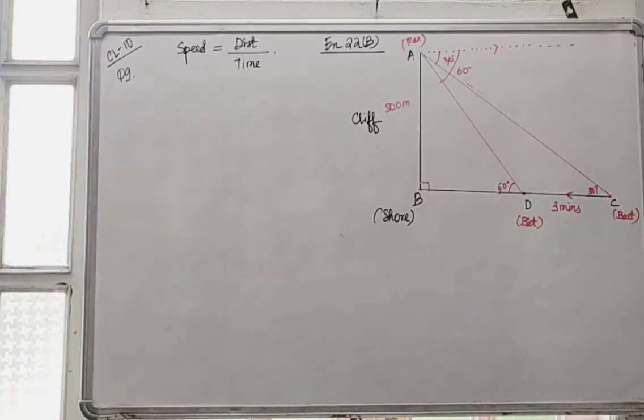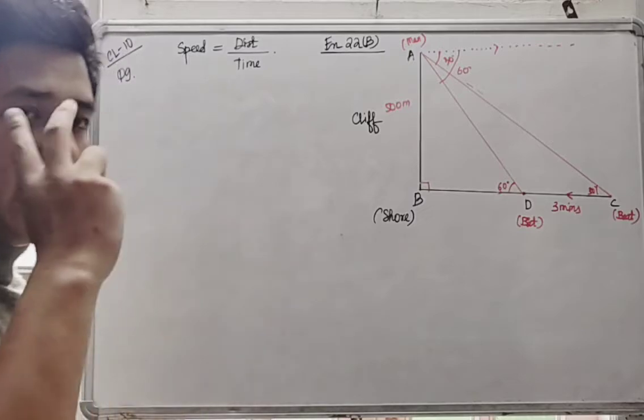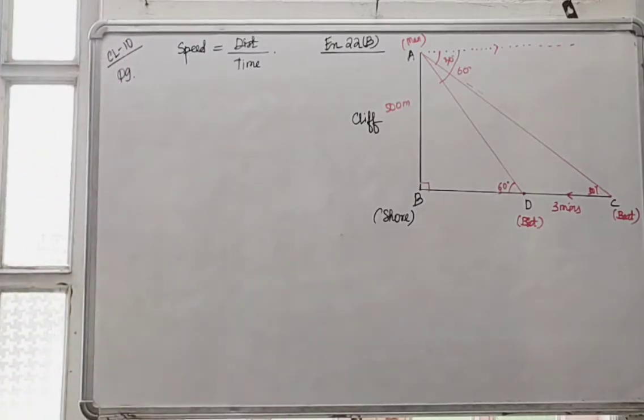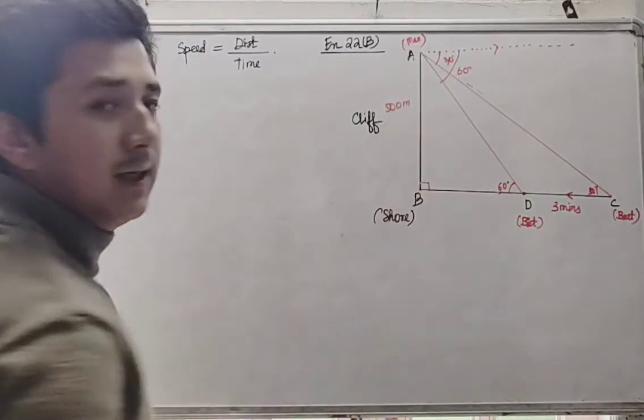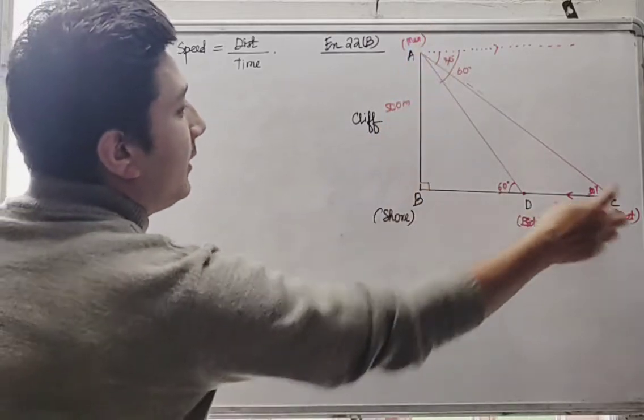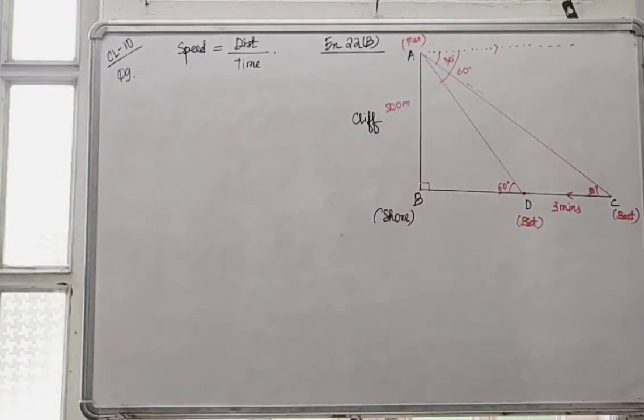How many right angle triangles? Again, 2 right angle triangles we have. One is ABD and the other one is ABC. Let's do it first, right boys? So please pause the video and note down till here.